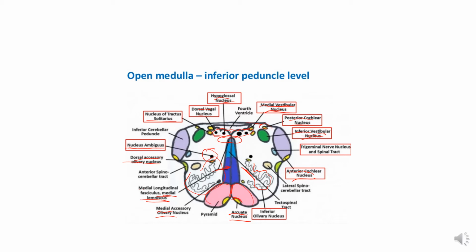The inferior cerebellar peduncle is situated in the posterolateral corner of the section on the lateral side of the fourth ventricle. So this is the inferior cerebellar peduncle on each side. You can see the spinal tract of the trigeminal nerve and its nucleus are situated on the anteromedial aspect of the inferior cerebellar peduncle. Anterolateral aspect of this one.